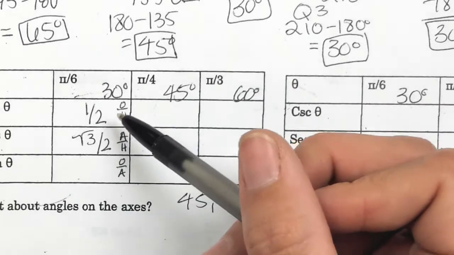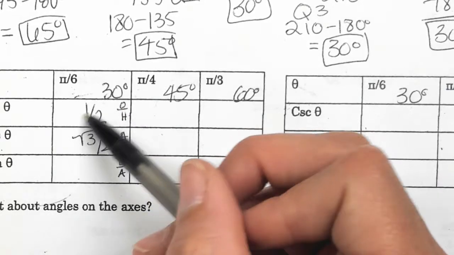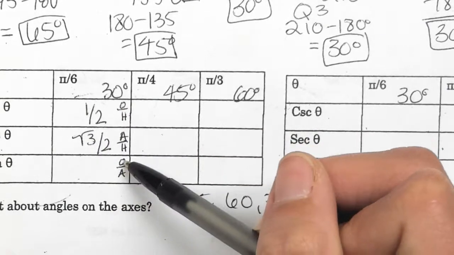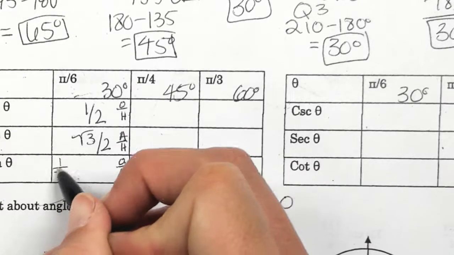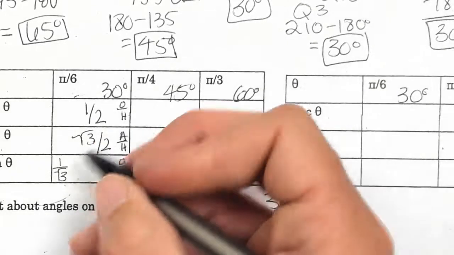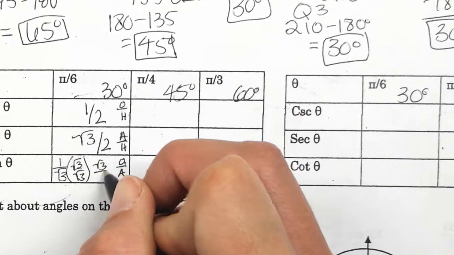So what is our opposite? Just 1. What's our adjacent? Good. So tan would be? Good. And now let's just simplify that by multiplying both of them by square root of 3. Right? So we would have what? Square root of 3. Very good.